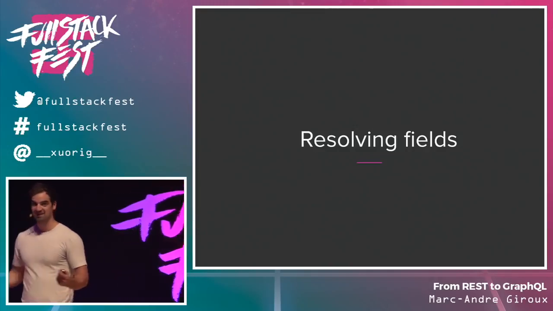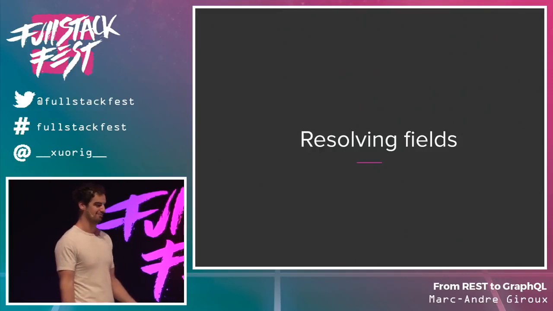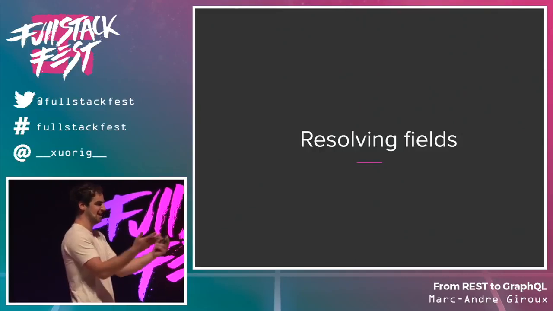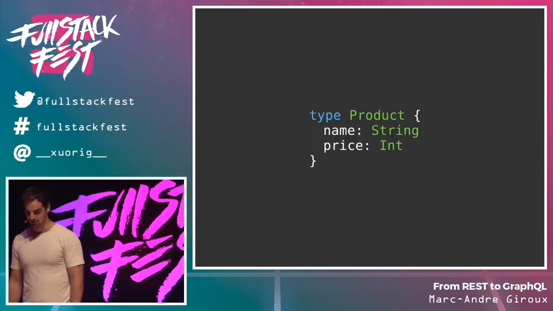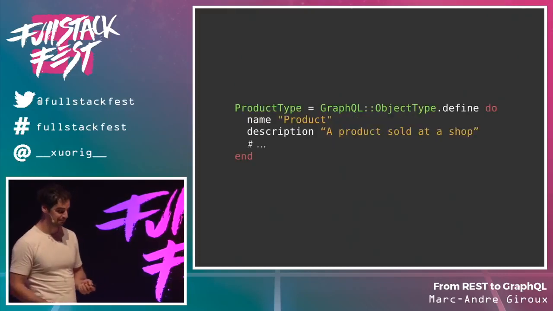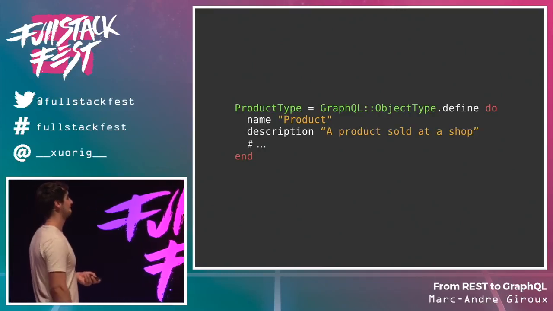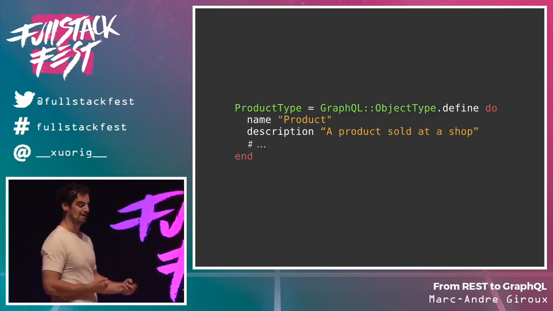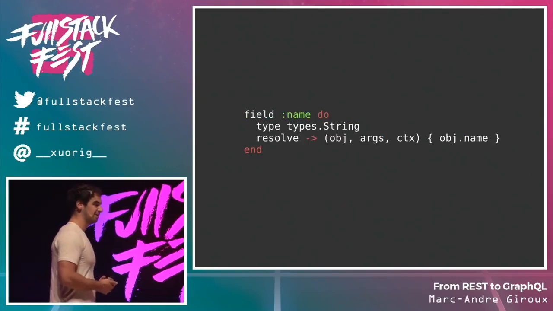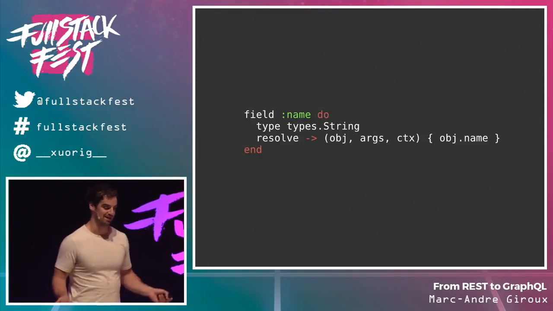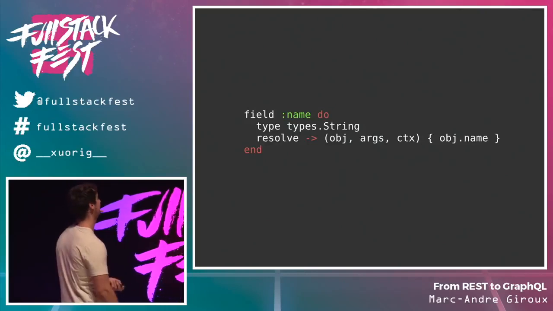So, resolving fields. So far, we've talked about fields and object types, but we actually have no idea what happens on the server. You don't just pass in a schema and a query and get magic data, right? So if we take, for example, the product type, this is an example of how you define it in Ruby. So it's an object type. We give it a name and a description, and we can define fields on it. So fields are really just simple functions in the end. They expose something called resolve, and in resolve, you do whatever you want.